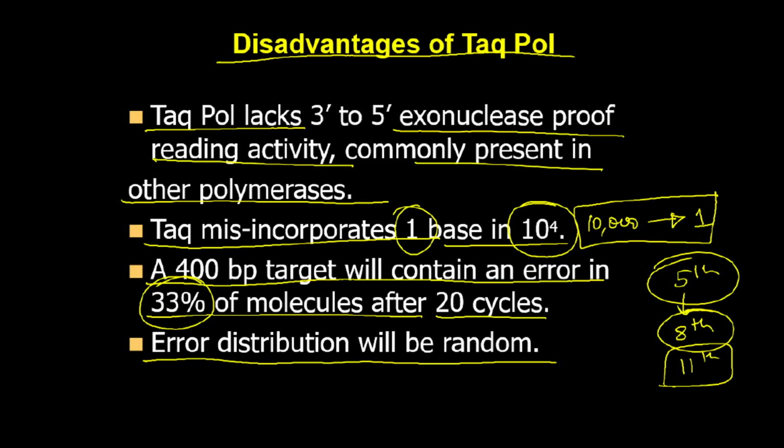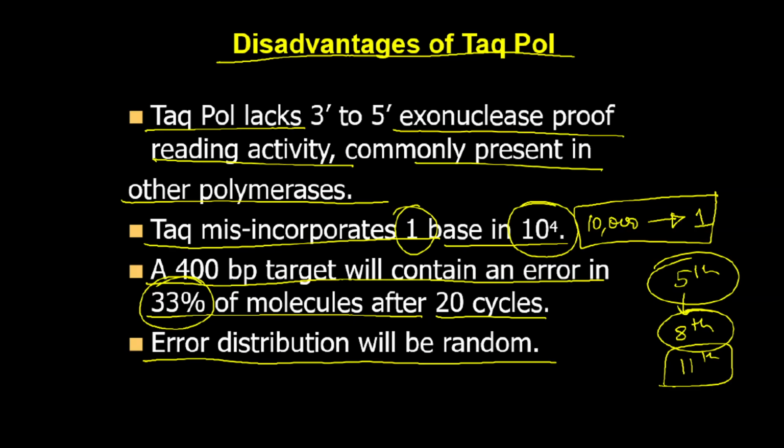Next question is the disadvantage of Taq-Pol. What is the disadvantage of Taq-Pol? So Taq-Pol lacks 3' to 5' exonuclease proofreading activity, commonly present in other polymerases also. Taq misincorporates one base in 10 raised to the power 4 base pairs. Basically, one base in 10,000 base pairs it can misincorporate. So that is why this is the disadvantage of Taq polymerase.